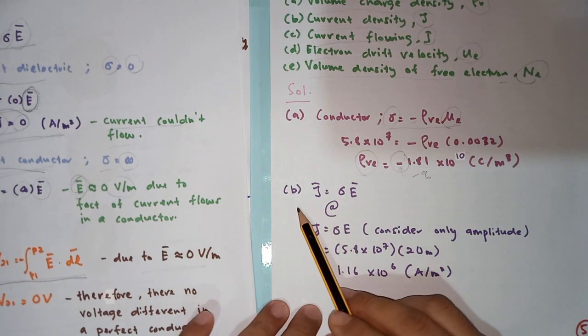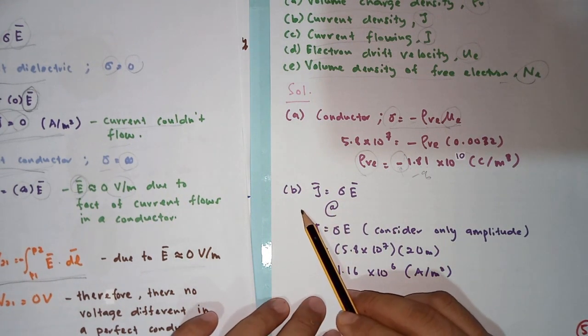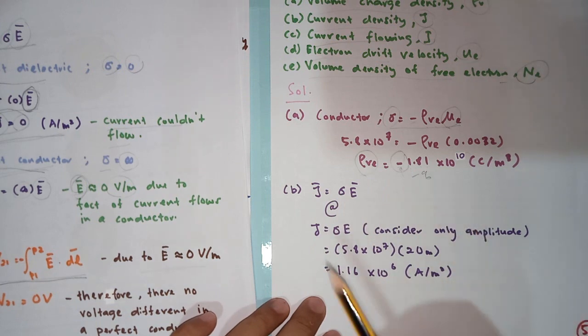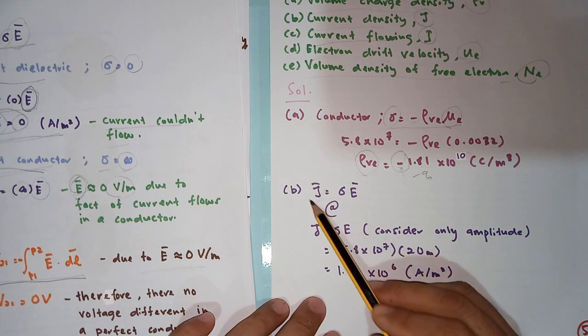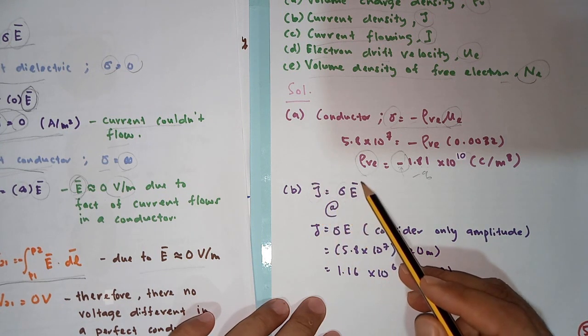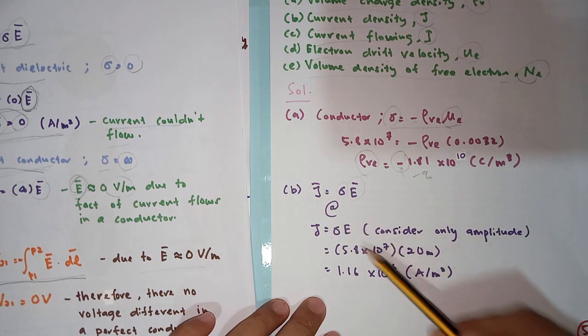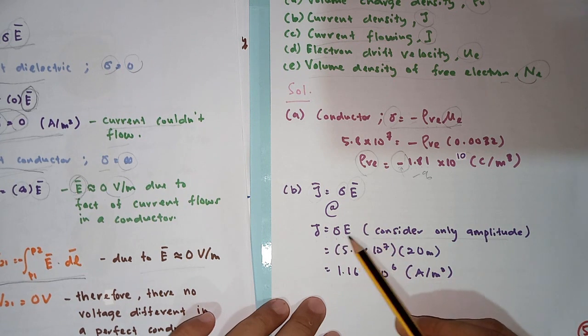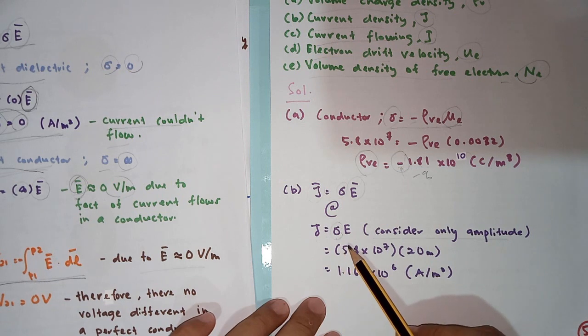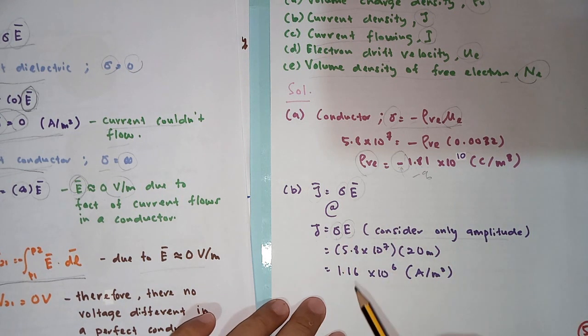For question B, we need to find the current density in this particular case. We have an expression governed by Ohm's law, so the vector J is equal to sigma multiplied by the vector E. By considering only amplitude, we have J equal to sigma multiplied by E. Since the sigma value has been given, as well as the value of E, we can find J is equal to 1.16 times 10 power of 6 ampere per meter squared.